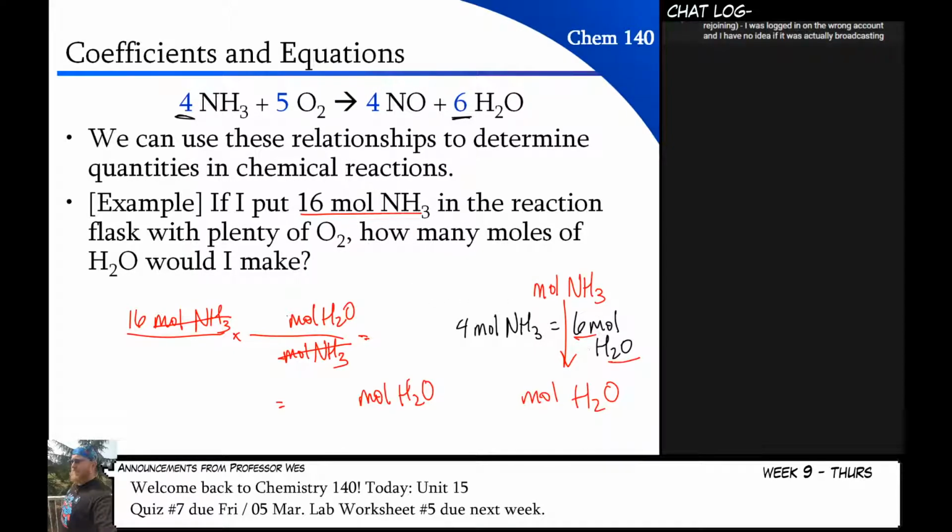There were 6 H2O and 4 ammonia. So I do the math. 16 times 6 divided by 4. What is that? That looks like 24. So that's how we would do a basic mole-to-mole calculation for this type of problem.